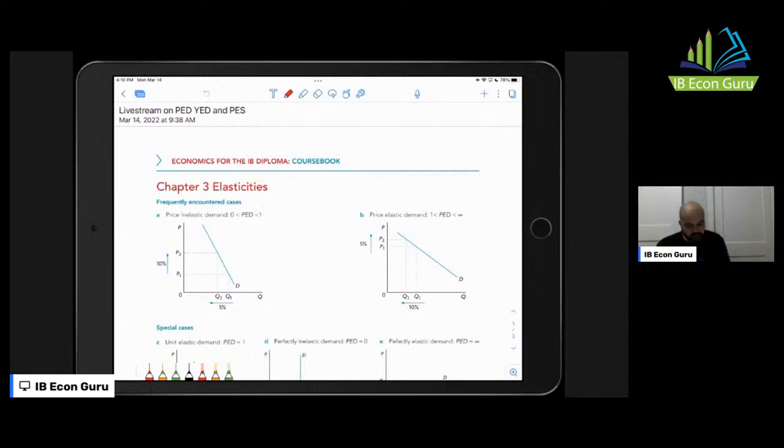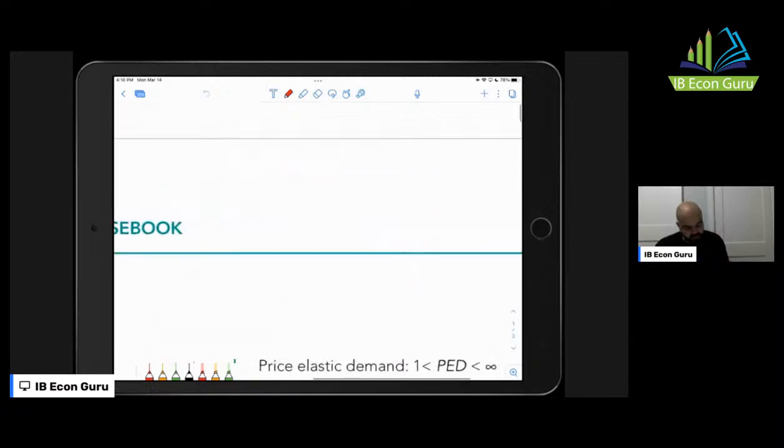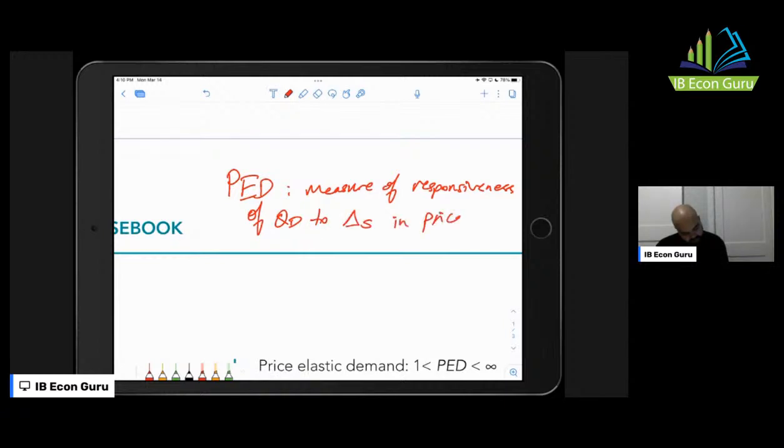So what I'm going to do is talk about how PED is measured. Very quickly, PED is a measure of the responsiveness of quantity demanded to changes in price.